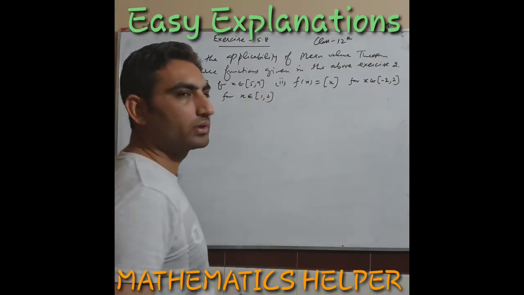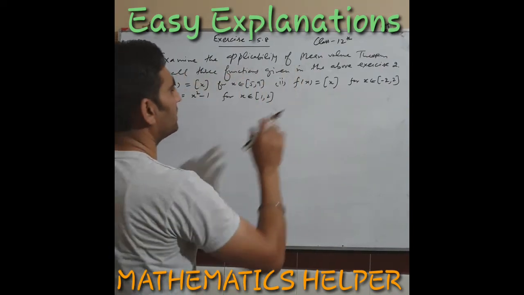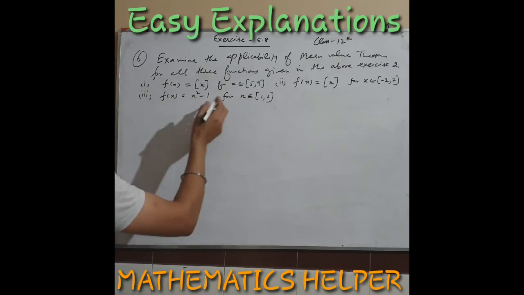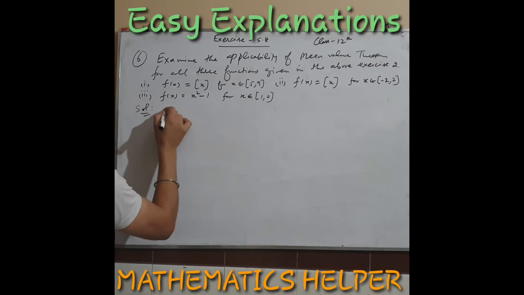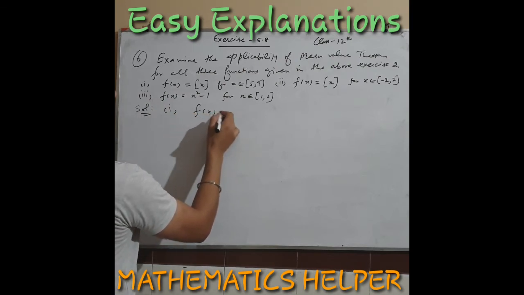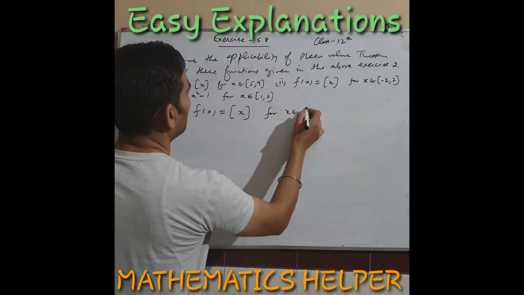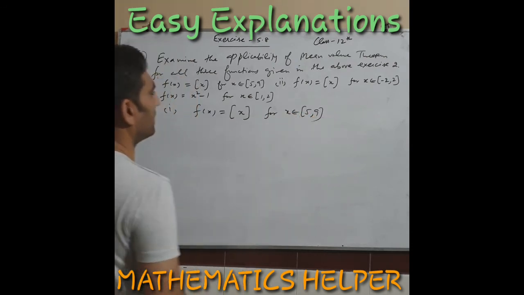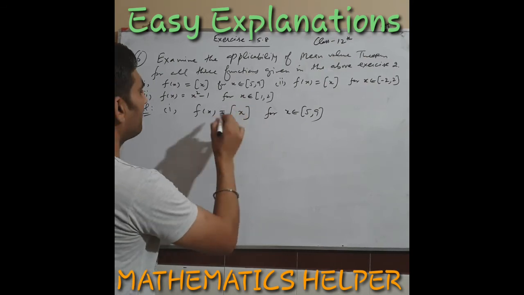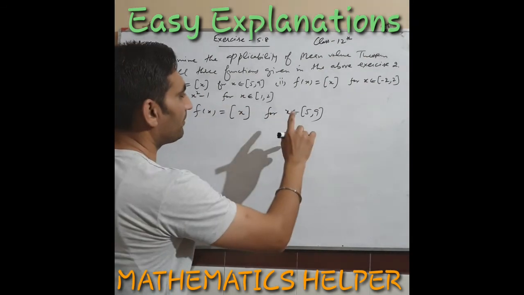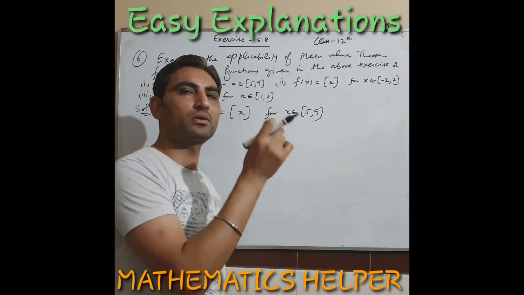Means in question number 2 there were three parts. You have to check whether mean value theorem is applicable or not in these three parts. So I am writing the solution of the first part. First part is f(x) equal to greatest integer of x for x belongs to the closed interval 5, 9. You know, this is the greatest integer function and f(x) at integral points will not be continuous. And if it is not continuous, it is also not differentiable.